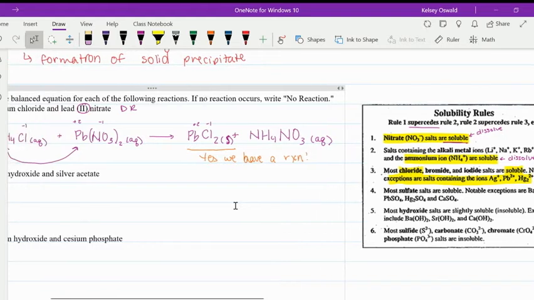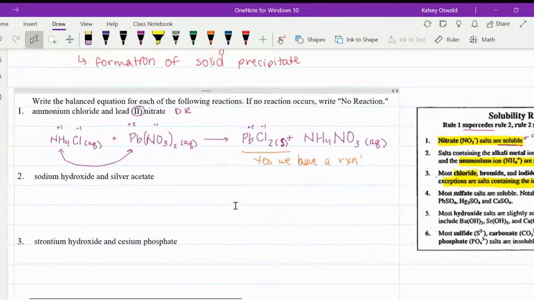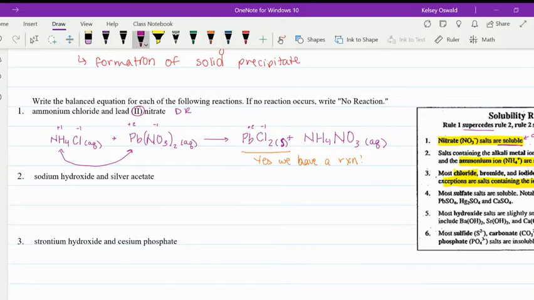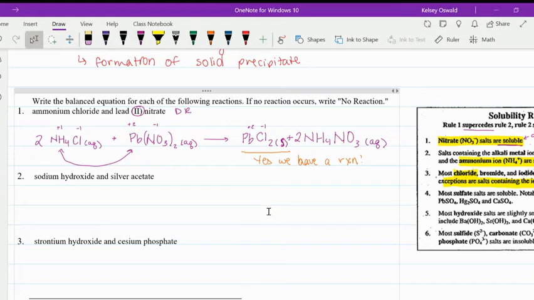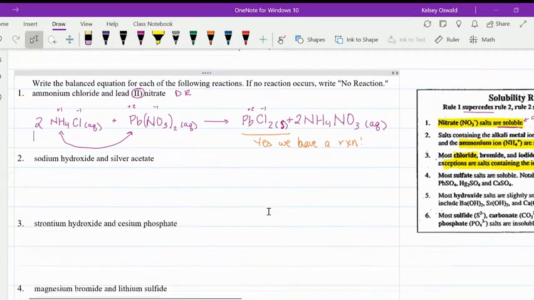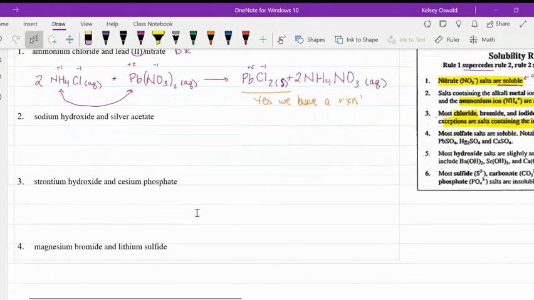Okay. So then from here, just like any other reaction, we would need to balance it. And in order to do that, we would need 2 ammonium nitrates and then 2 ammonium chlorides. All right, so let's go ahead and look at another example so we can get some more practice.